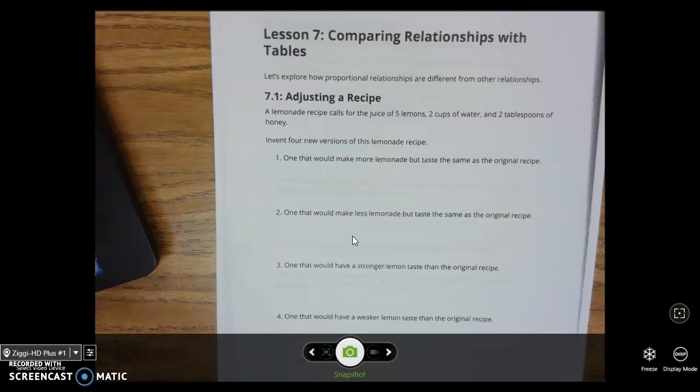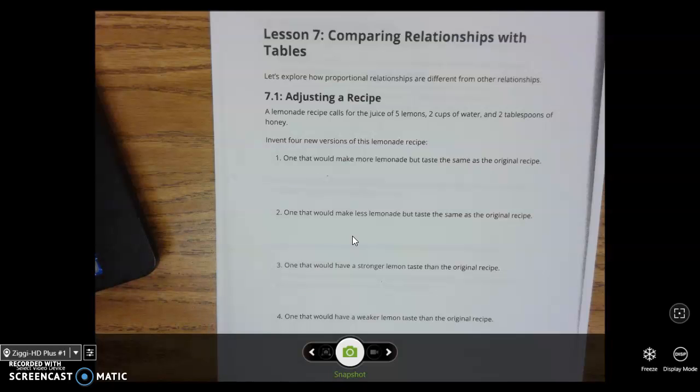Okay, this is lesson 7 in your workbook on page 130, and we're going to explore a little bit about relationships within our tables and how a proportional relationship might look different from one that's not proportional. So this first lesson is just a little warm-up, adjusting a recipe.